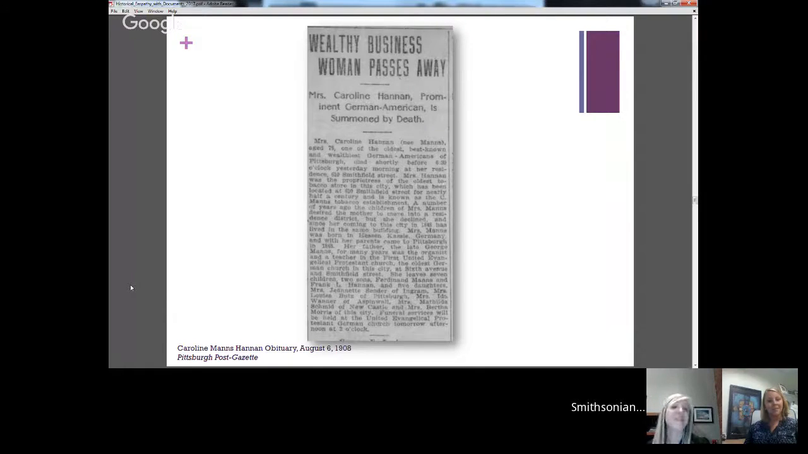And really, given her petition to become a femme sole trader, we perhaps understand through this obituary and also through the petition that she fought really hard to maintain authority over her business, and it makes sense perhaps that she would want to stay entrenched in it for as long as she could. And she passes away in 1908.